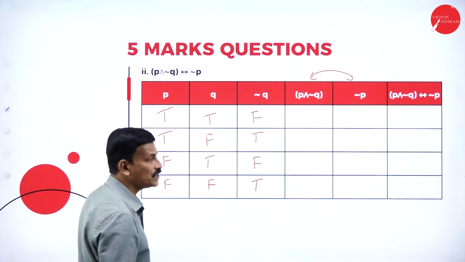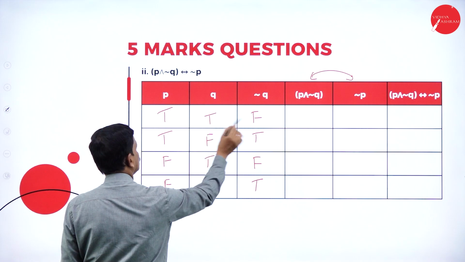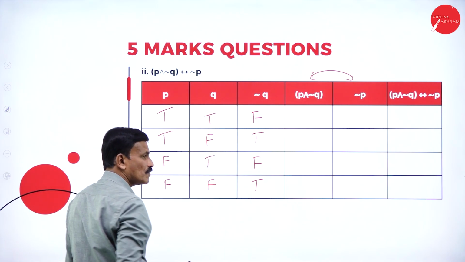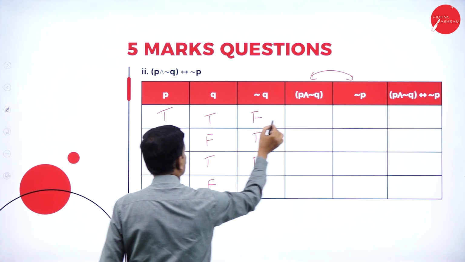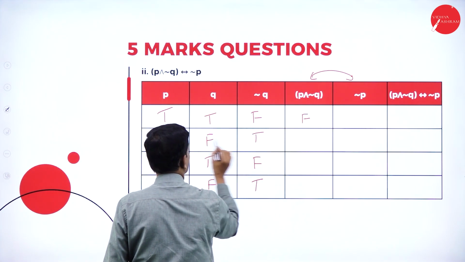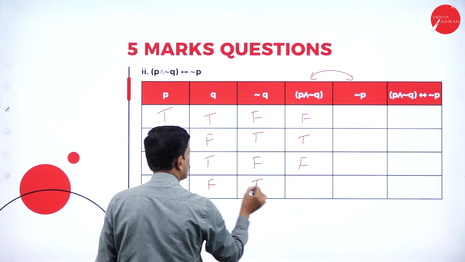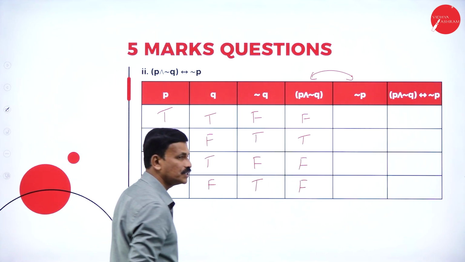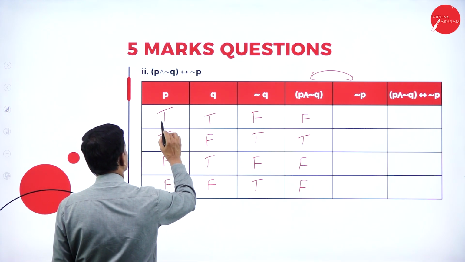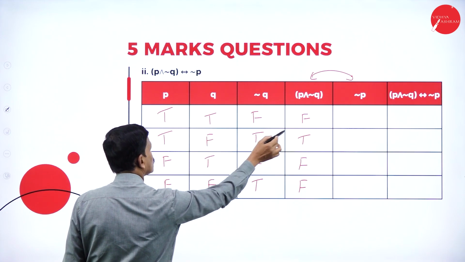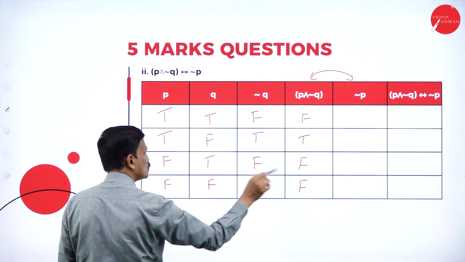Now write the conjunction for P and negation Q. In case of conjunction, true and true is true, in all other cases it is false. So true and false is false. True and true is true. False and false is false. False and true is also false. This is the conjunction, P conjunction negation Q.